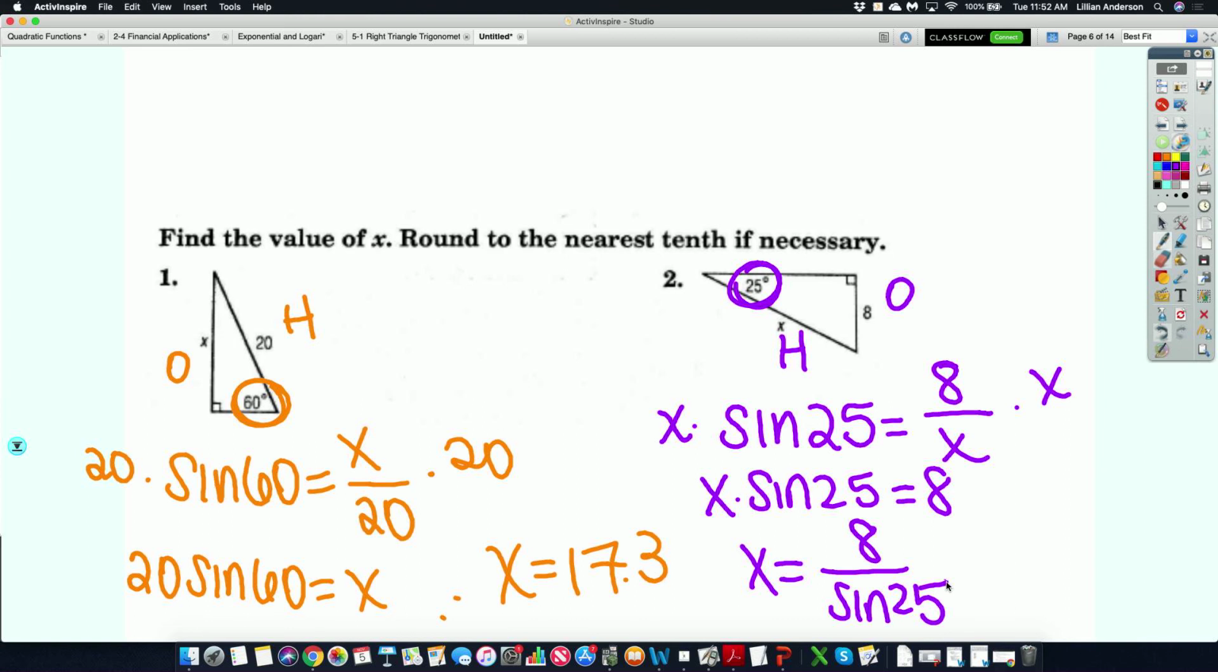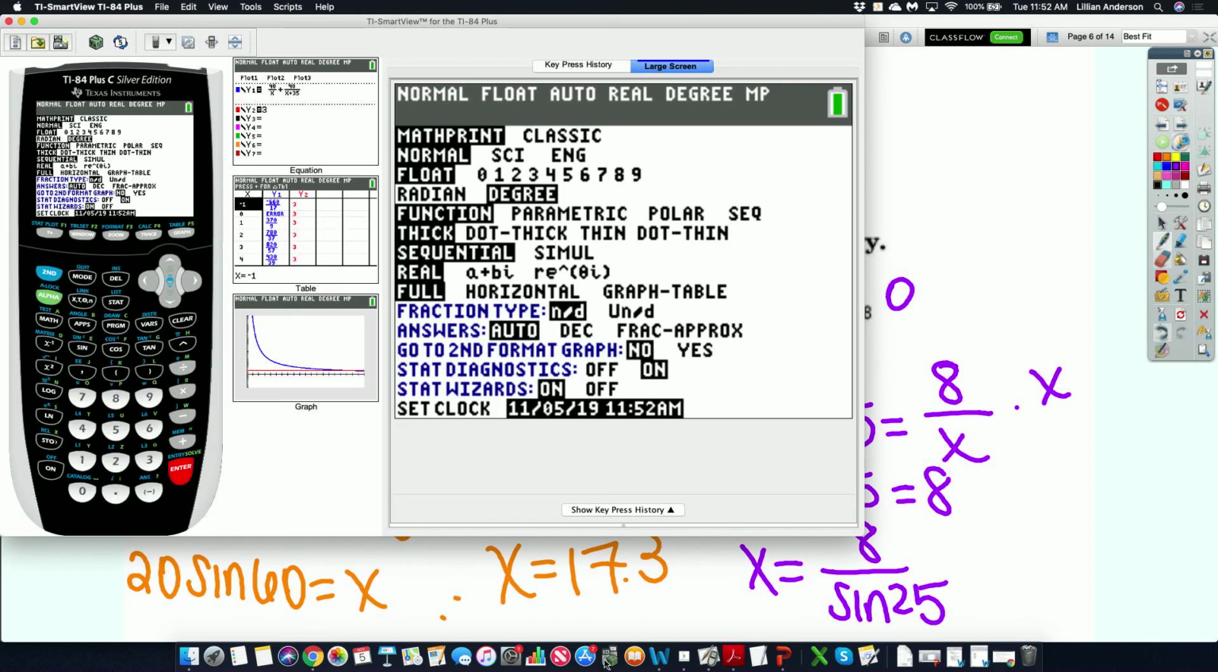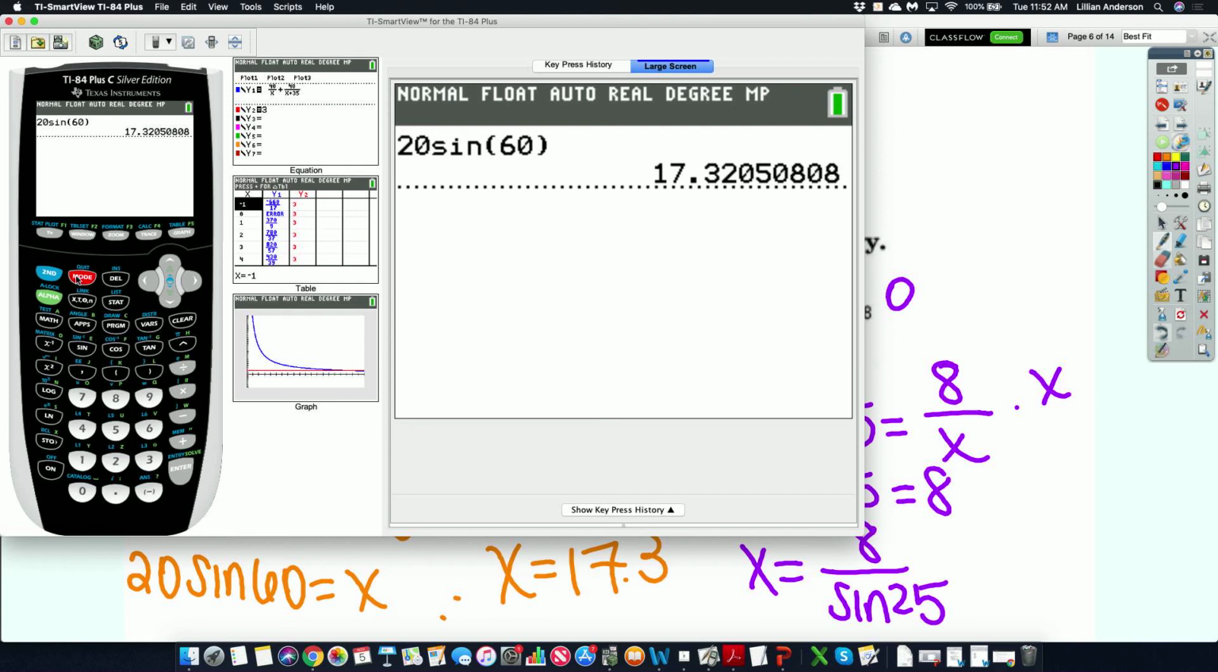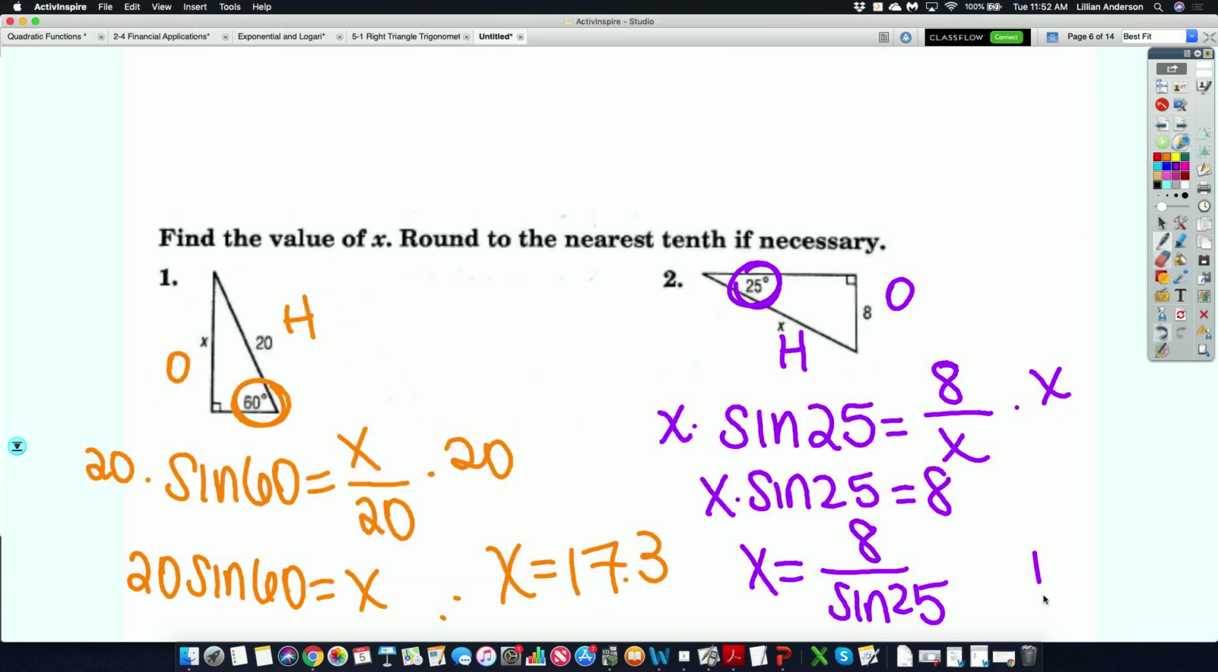It's always like that. So when I go into my graphing calculator, 8 divided by sine 25, and yes, I always close it off. Did you guys get 18.9? 18.9. Questions?